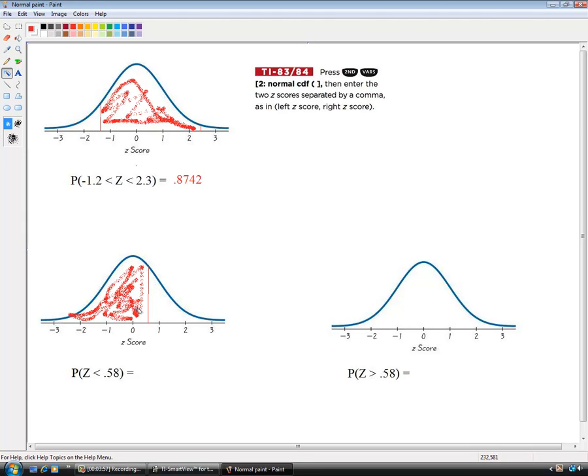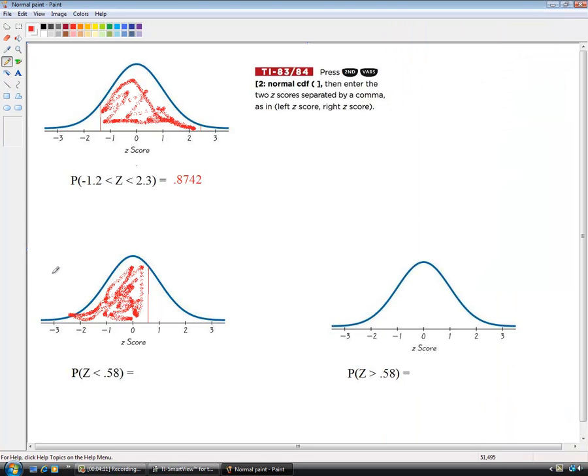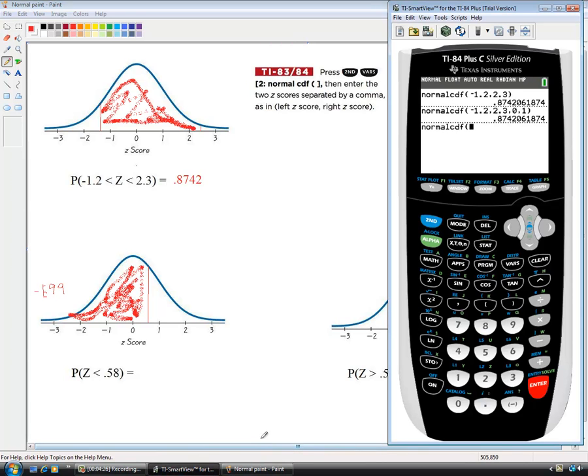A little coloring job there. Alright, so we want every value below 0.58. So second vars, our normal CDF. Our low value is basically negative infinity, and what we want is negative E99. That's the lowest possible value your calculator can make. It's negative 10 to the 99th power. You can get away with something in the neighborhood of just negative 5, but if you're dealing with something other than standard normal, it becomes difficult to figure out a number sufficiently far away, so negative E99 will always work.